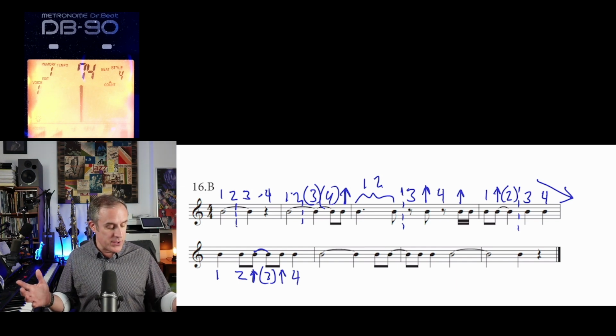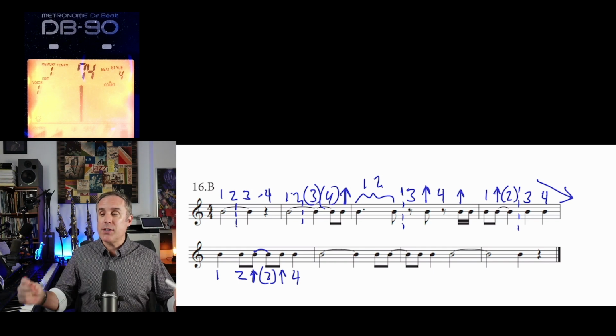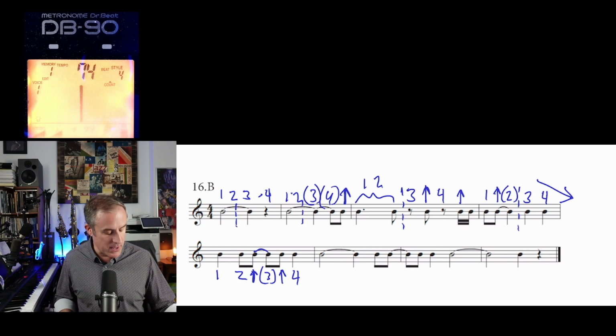So measure 5 will sound like this. 1, 2, 3, 4. Ta, ti, ti, ti, ta. A really fun measure with some eighth note syncopation.